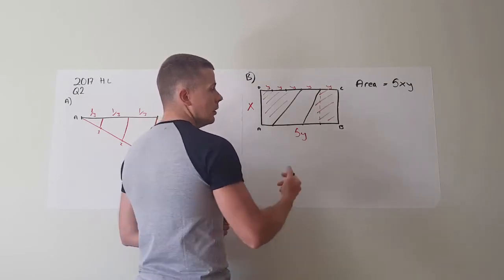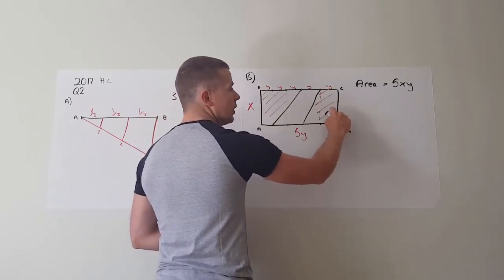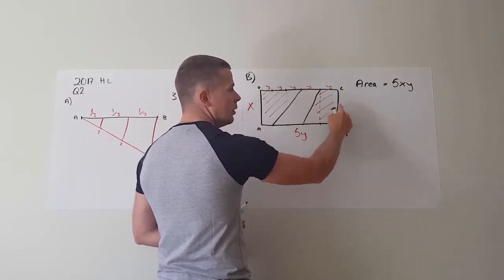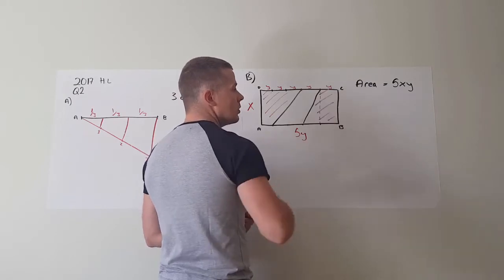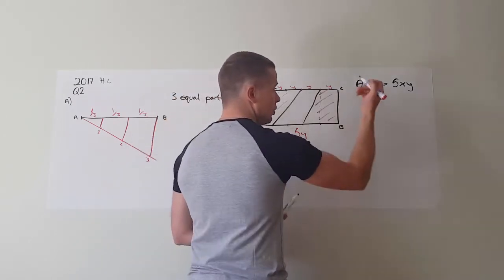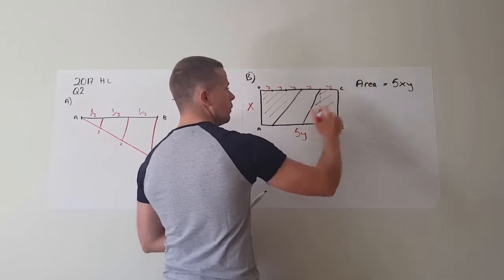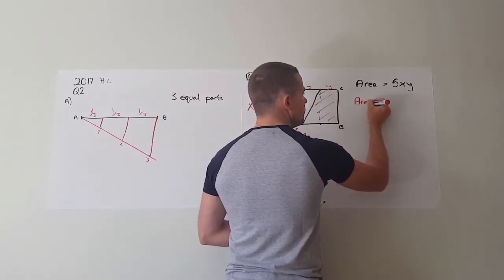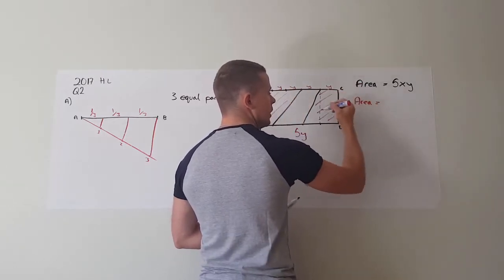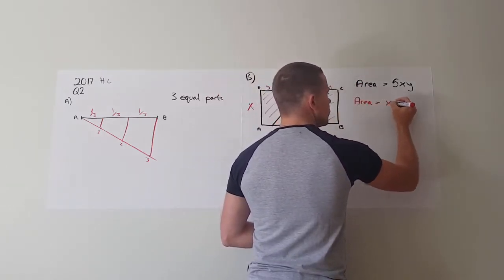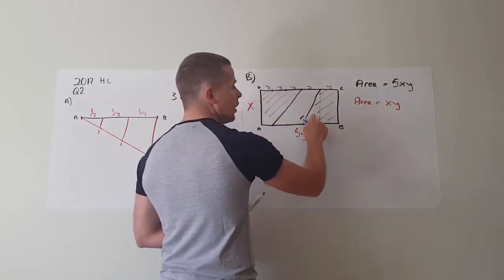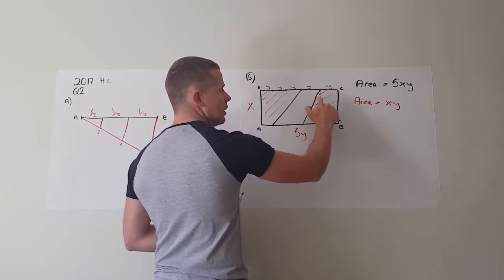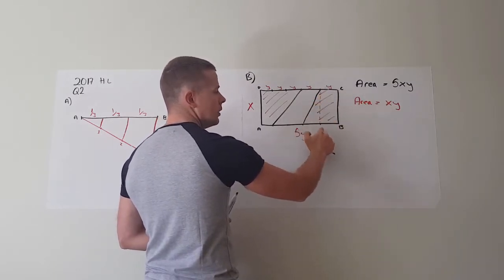So what's the area of this part of the rectangle here? We know that the height of the rectangle is x, and we know that the width of it is y. We'll put this in red: the black is the overall rectangle, red is for the area of the shaded bits. First of all, this rectangle here is x by y, so it's just xy. What is the area of this triangle here? Well, I know that from here to here is x, and here to here is y.